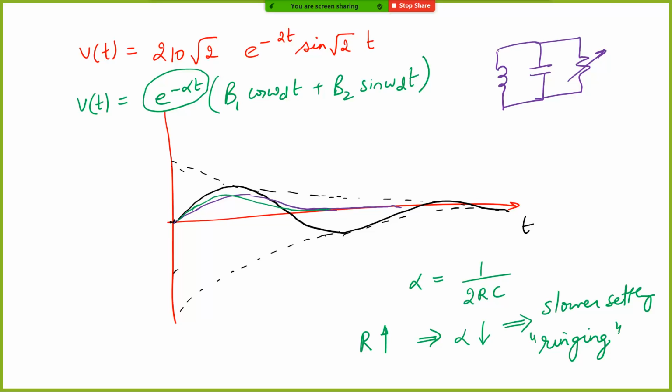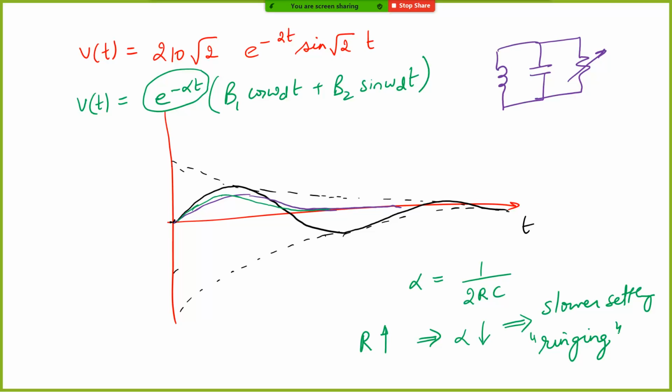In practice, you can take any system, and when you write its transfer function in the S domain, the Laplace domain, or if you write the integral differential equations which govern its behavior, if it happens to be a second order system, it will have this behavior. So it is not necessarily that it has to be an RLC circuit.